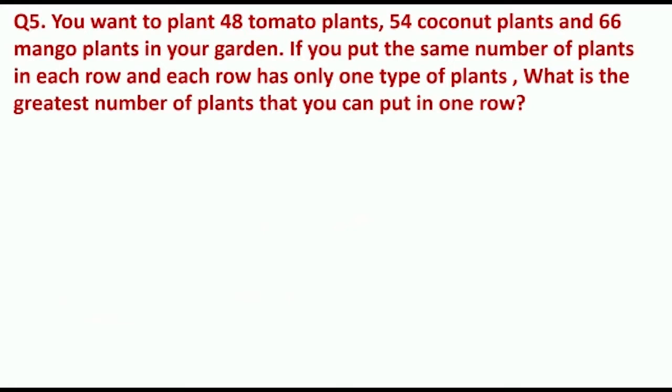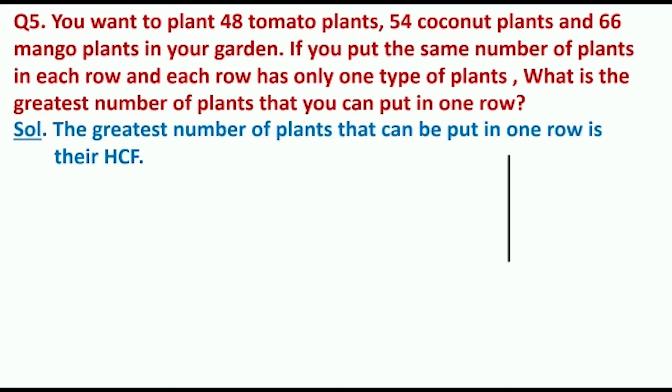Number 5, children. You want to plant 48 tomato plants, 54 coconut plants and 66 mango plants in your garden. If you put the same number of plants in each row and each row has only one type of plant, what is the greatest number of plants that you can put in one row? Here it is asking to find the greatest number, so we have to find the HCF of 48, 54 and 66.